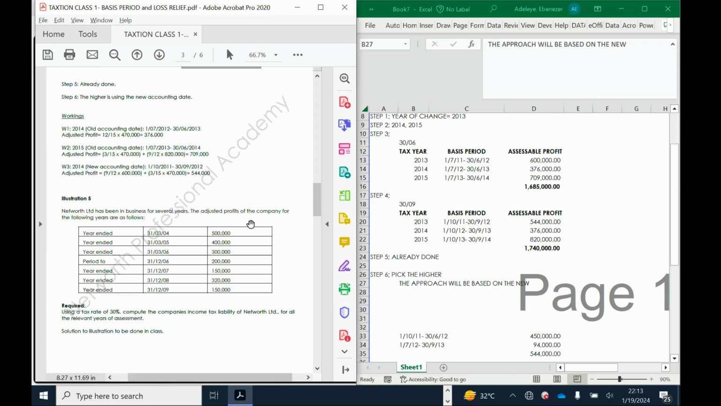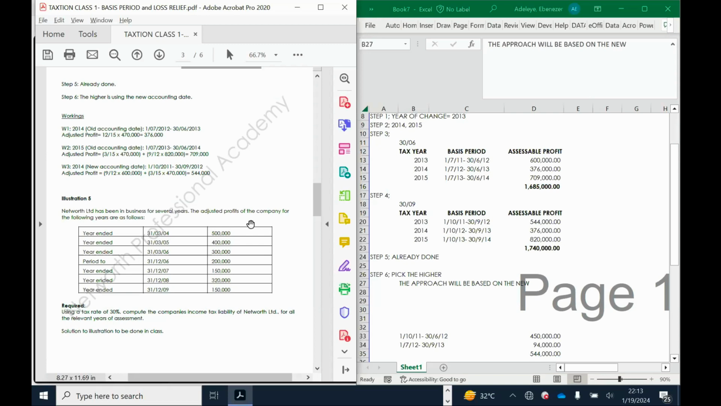Networks Limited has been in business for several years. The adjusted profit of the company for the following years are as follows. Year ended 31st March 2004, adjusted profit is 500,000. The following year, 31st March 2005, the adjusted profit is 400,000, while the following year, 31st March 2006, the adjusted profit is 300,000.